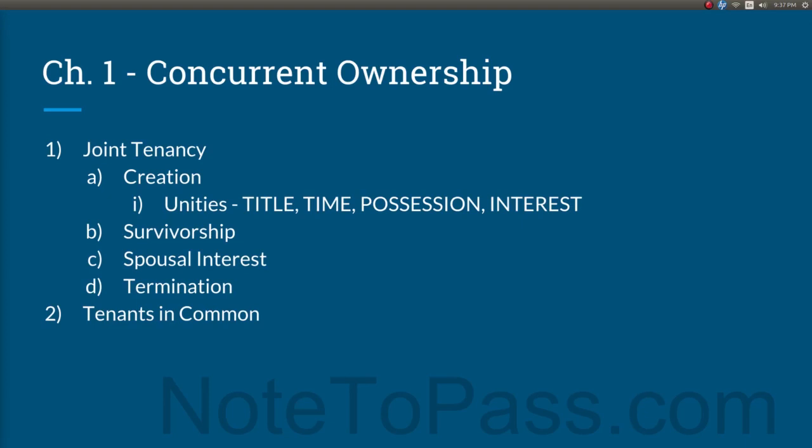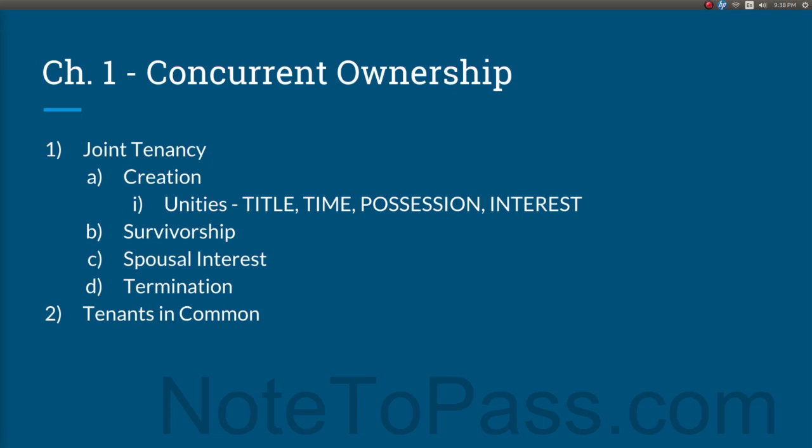Okay, now we're going to talk about concurrent ownerships. There are two types of concurrent ownership. The first one is joint tenancy, and the second one is tenants in common. Let's discuss joint tenancy first. Joint tenancy is the ownership of land by two or more persons and is specifically created as such with clear intention. If one owner dies, the other owner acquires the whole interest in the property.